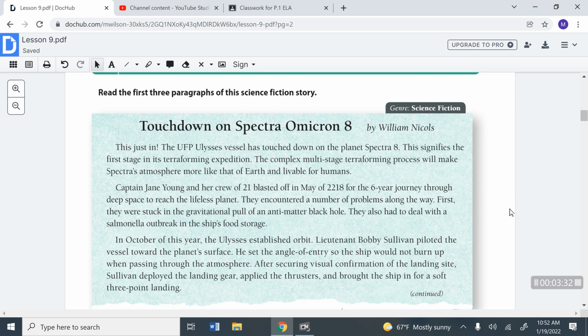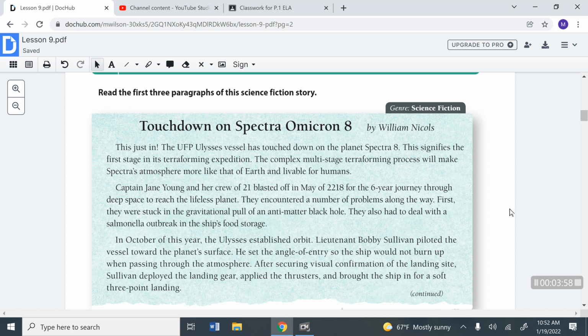This just in. The UFP Ulysses vessel has touched down on the planet Spectra 8. This signifies the first stage in its terraforming expedition. The complex multi-stage terraforming process will make Spectra's atmosphere more like that of Earth and livable for humans. Captain Jane Young and her crew of 21 blasted off in May of 2218 for the 6-year journey through deep space to reach the lifeless planet. They encountered a number of problems along the way.